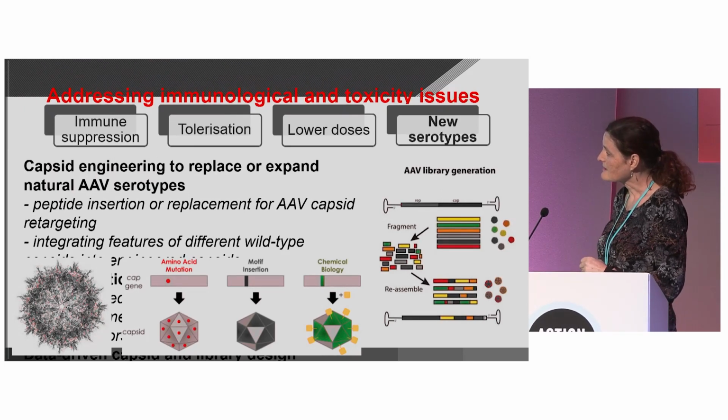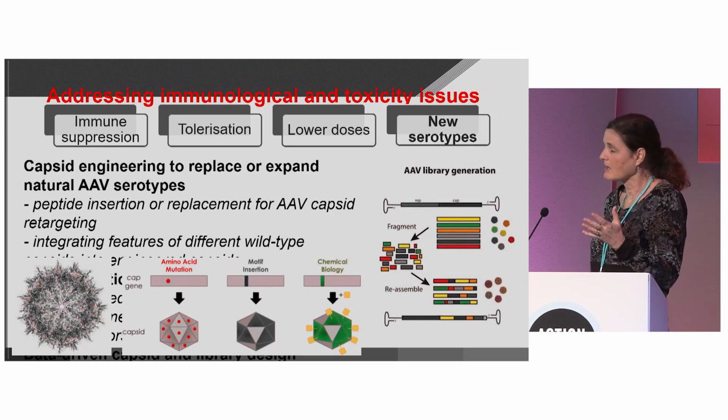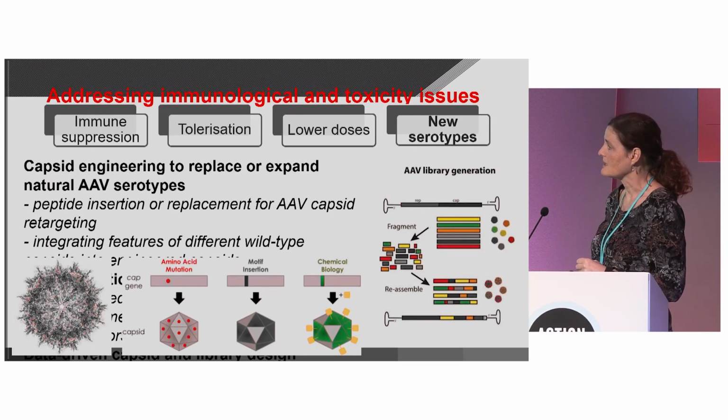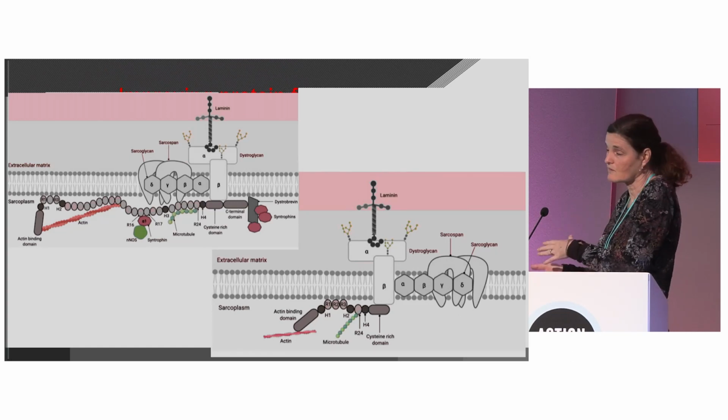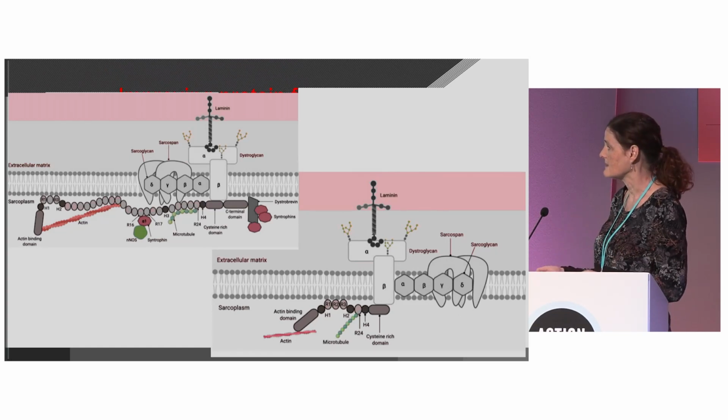You can also make specific mutations and insertions and change the chemistry, so again, they don't get recognized by the body. So we can do all of this, and many companies are working to develop these novel serotypes. And I think that will be what comes through next in the gene addition therapies, not just for Duchenne, but for other diseases as well.